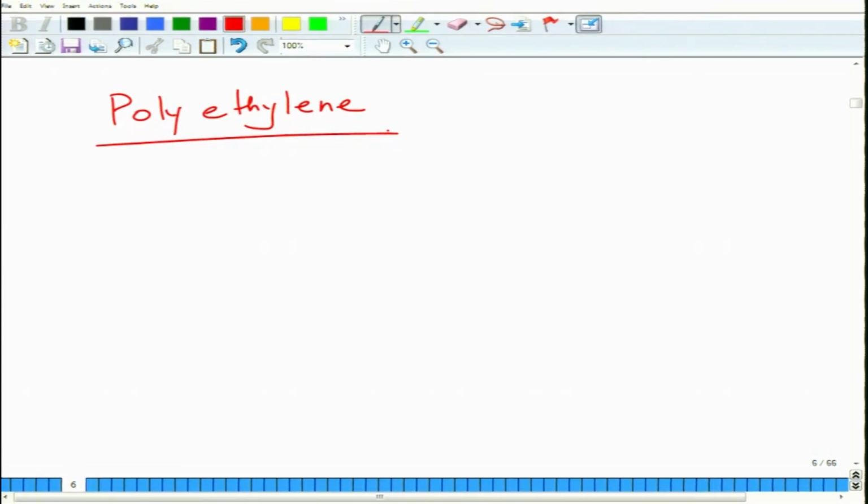So the polyethylene molecule is C2H4, and it can be represented as: you have C, okay. So all the 4 bonds are satisfied. When it makes a mer, it becomes CC.